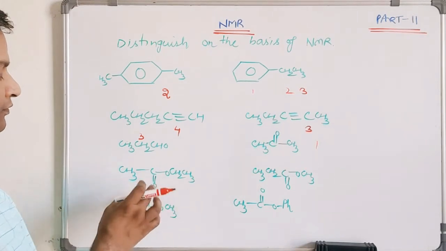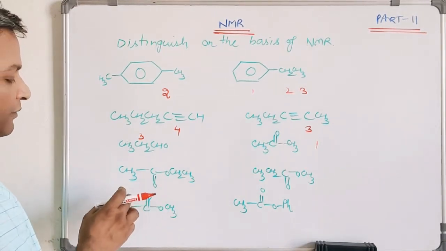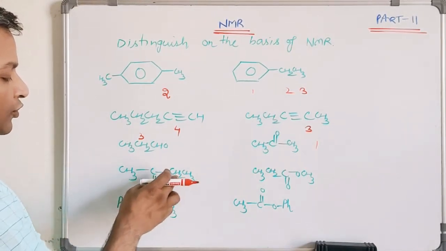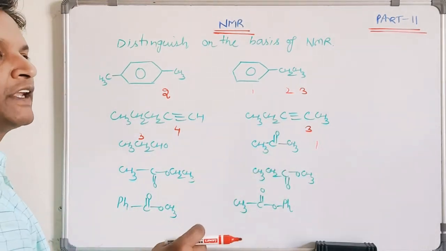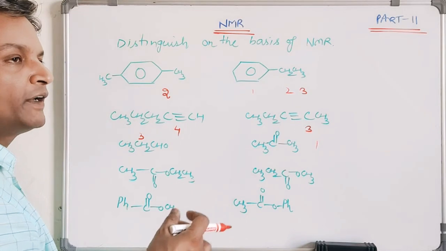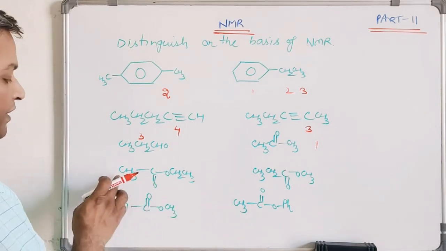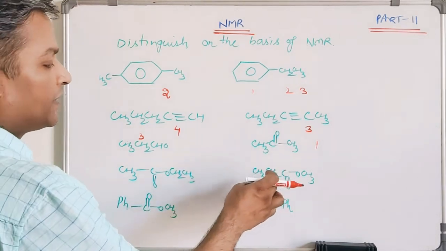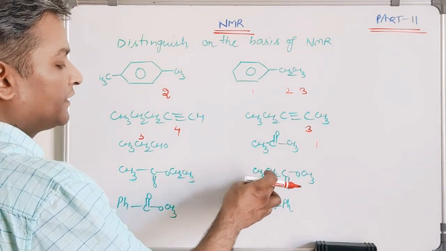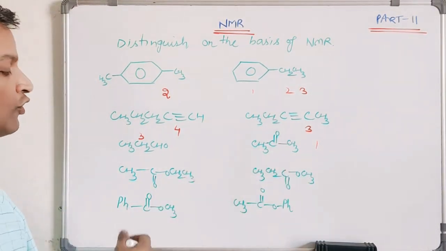In this pair of compounds, let's see how many peaks there are. 1, 2, 3 environments, and 1, 2, 3 environments. The environments are the same, so we cannot distinguish on the basis of the number of environments. Let's see the nature of the peaks. The nature of the peaks is singlet, quartet and triplet in both. They are also similar. So how will you proceed in this case?